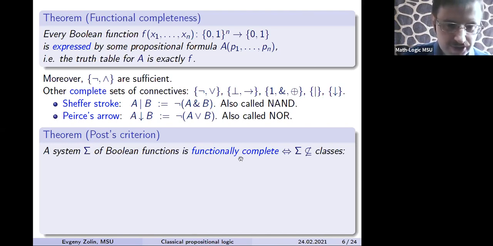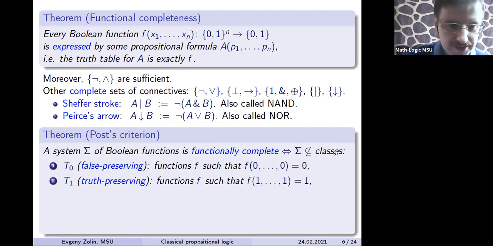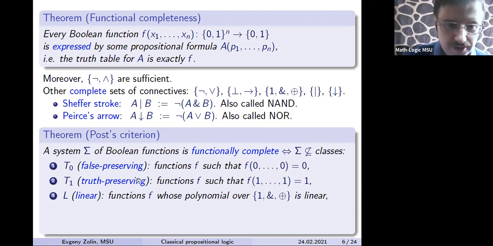So as this set is functionally complete, you can express all functions if and only if this set is not contained in the five main classes. T0, the class of functions that preserve 0. So if you put all arguments 0, then you obtain 0. Similarly, T1, functions that preserve 1, or truth preserving and false preserving. The class of linear functions, so Boolean functions with n arguments that can be represented by polynomial of degree 1, of linear polynomial.